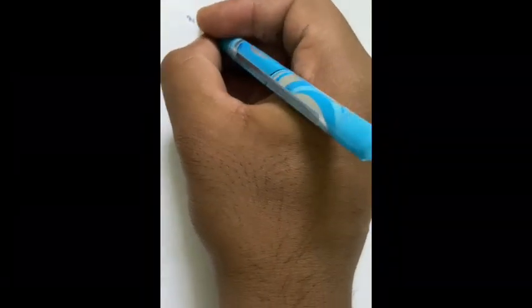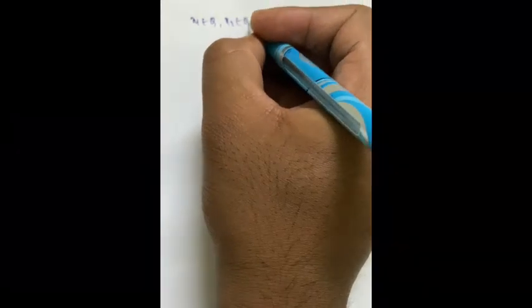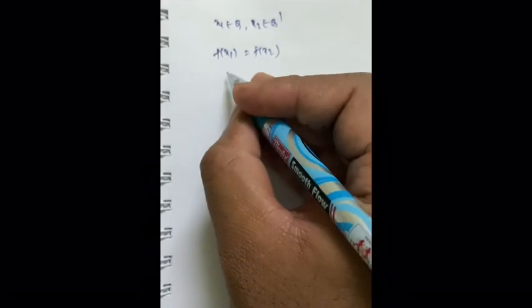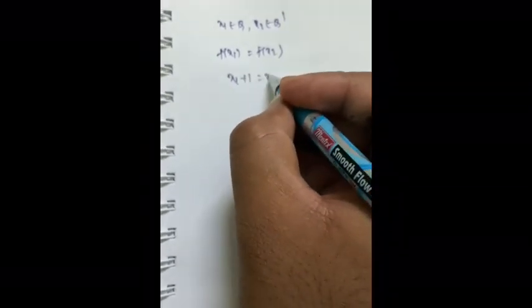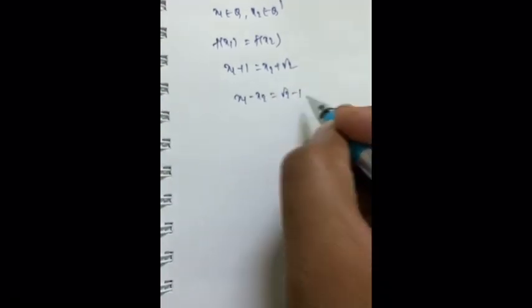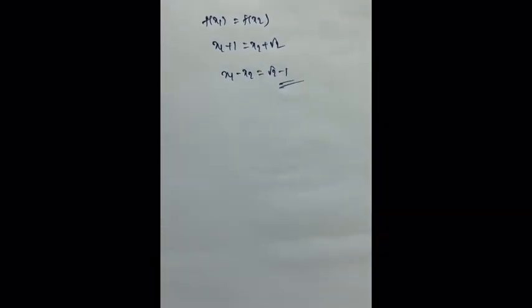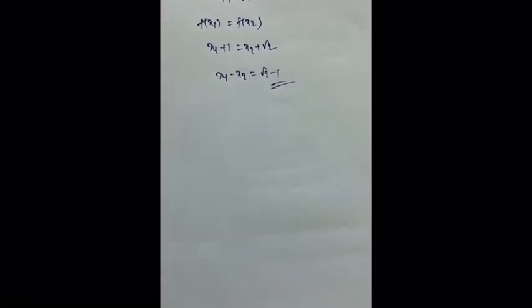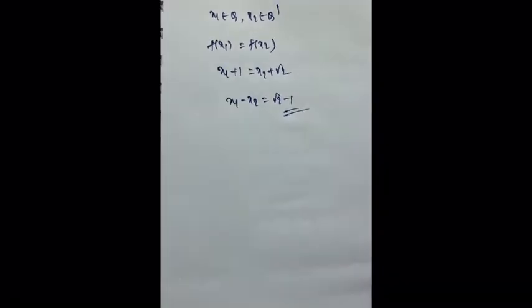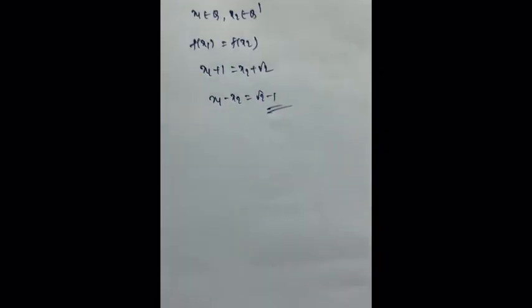What if one is rational and one is irrational? Say x1 is rational and x2 is irrational. In that case, if I do f of x1 equals f of x2, I will get x1 plus 1 equals x2 plus root 2. So x1 minus x2 equals root 2 minus 1. I got some relation between x1 and x2. Now I just need to check whether this relation holds, such that x1 and x2 satisfy this condition and belong to the domain.